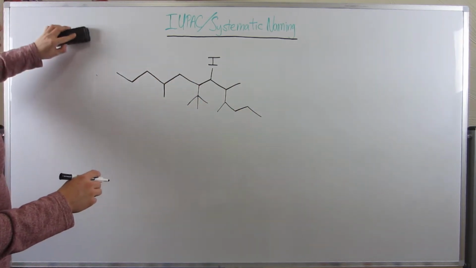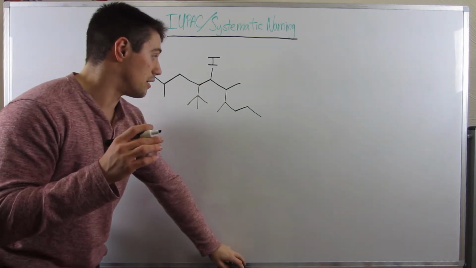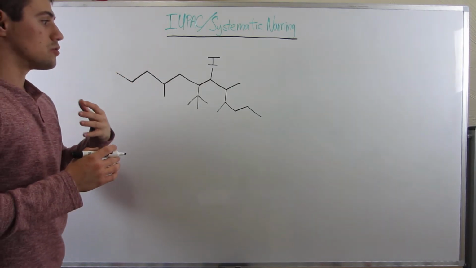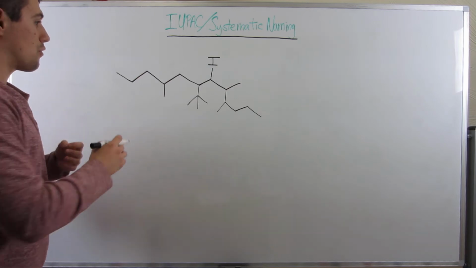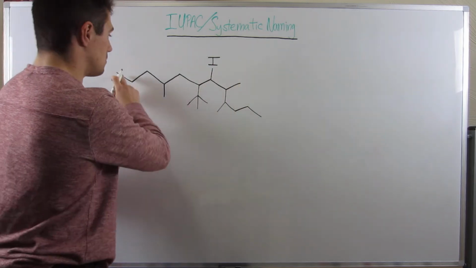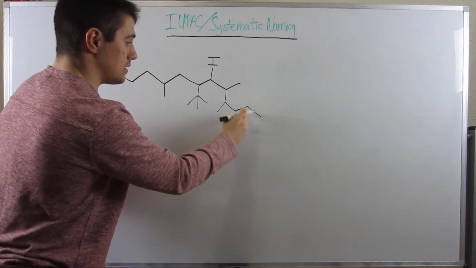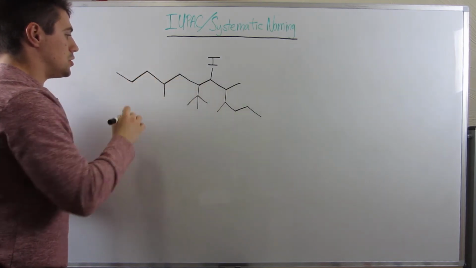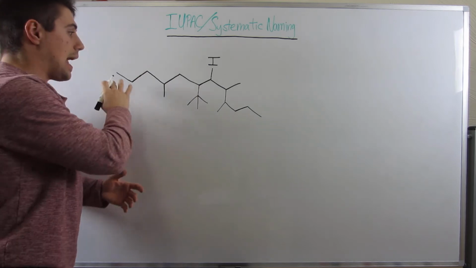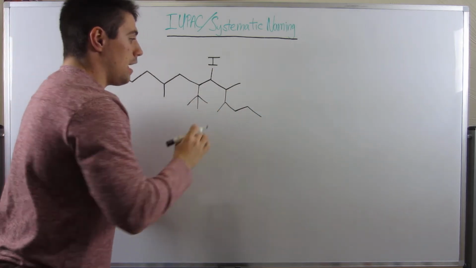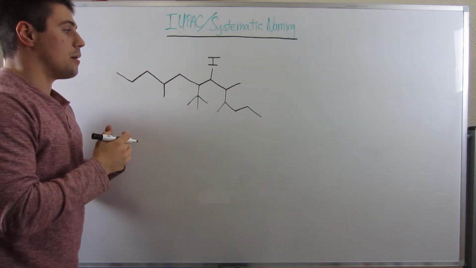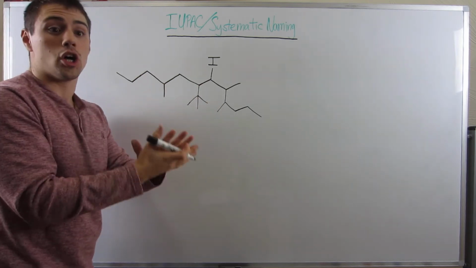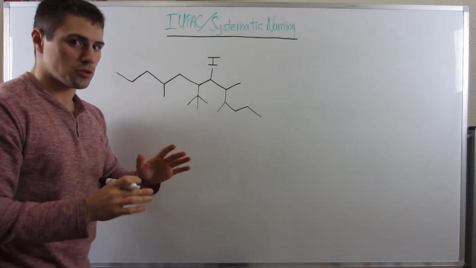So one thing I didn't mention in the video before, and I really want to make it apparent now, is: do we number from left to right, or do we number from right to left? And here's the strategy you have to go about it. You have to look at both options, and then you look to see, okay, am I assigning all of my branches the lowest numbers possible? And here's what I mean.